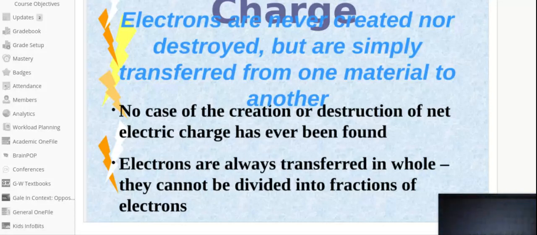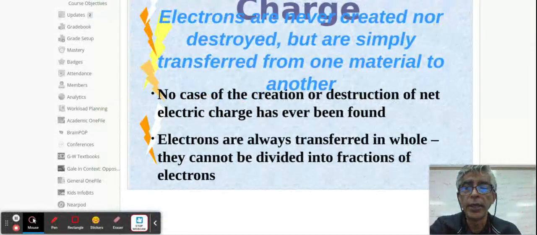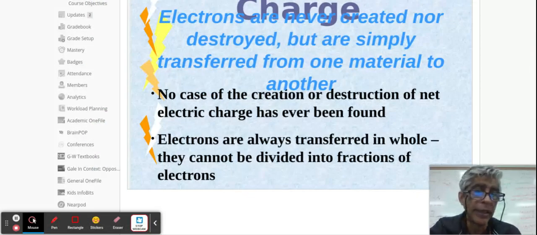The electrons and protons can only come in multiples of 1.6 times 10 to the negative 19 coulombs. They can't come in smaller multiples than that. Okay? So that ends our section on charges.